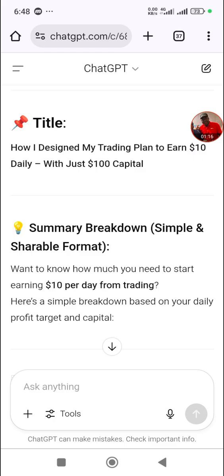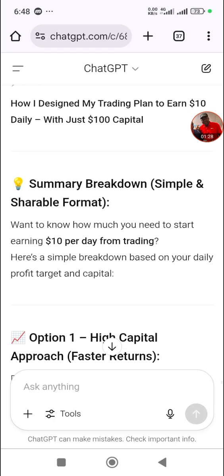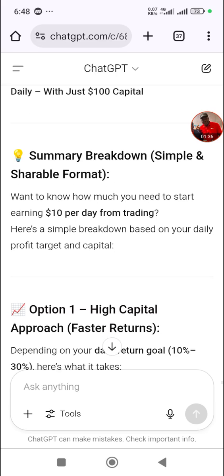I'll tell you. Now, if you have more money, it's good. You could use it, but I would not recommend you follow that approach. So what's the approach you're going to follow? Now, let me summarize the breakdown. Okay, there is a simple shareable format. You want to know how much you need to get started earning $10 per day from this trading. Here is the simple breakdown based on your daily profit target.